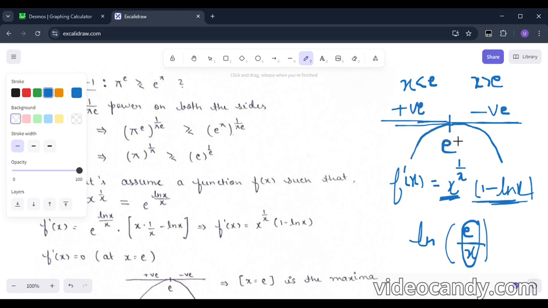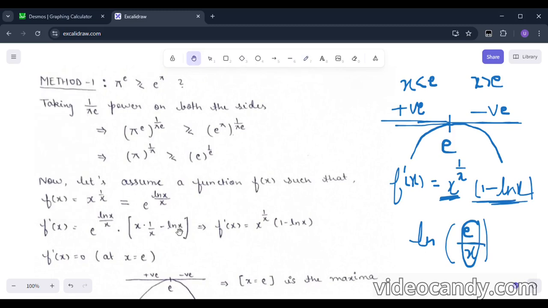So from here you can see that x equal to e is the local maxima of the function, and in this case x equal to e will also be the global maxima of the function. You'll see it later when I draw the graph.